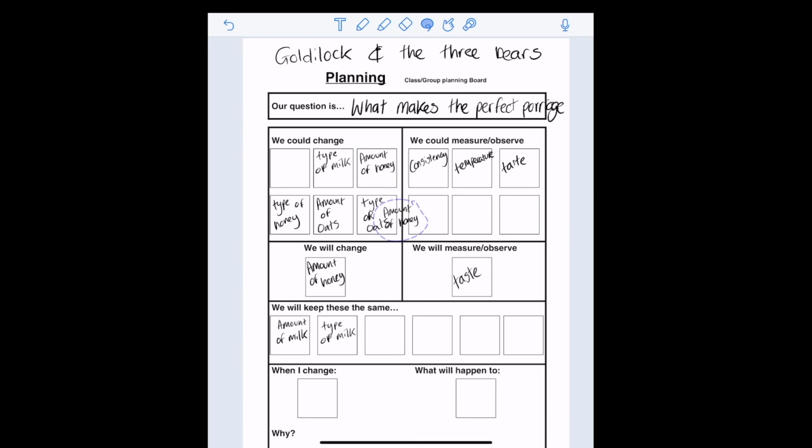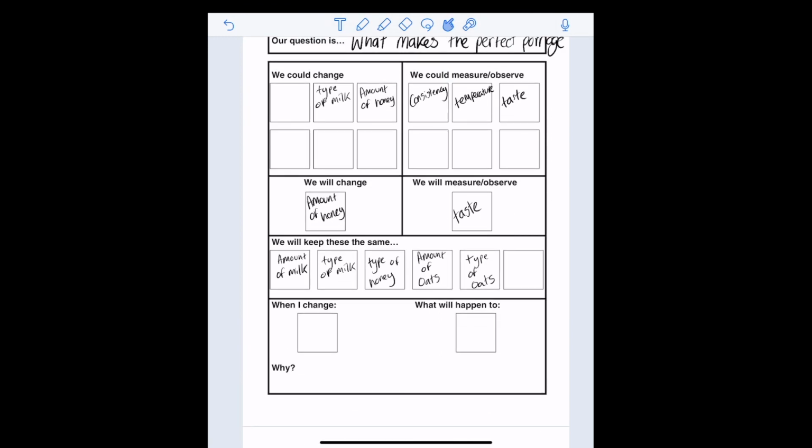Now, the beautiful thing about this planning board is that you can use it in any context. At the moment, we're looking at porridge, but it could quite easily be looking at gardening or different types of ideas about science units that are coming up. And we have a list at the end of this presentation to help you with that.